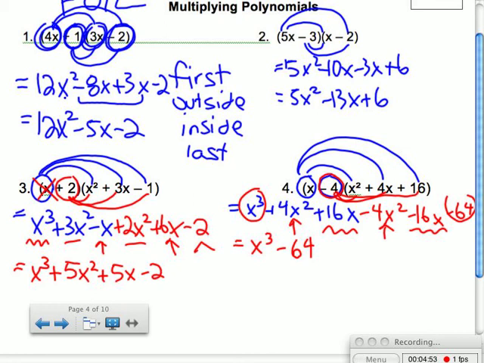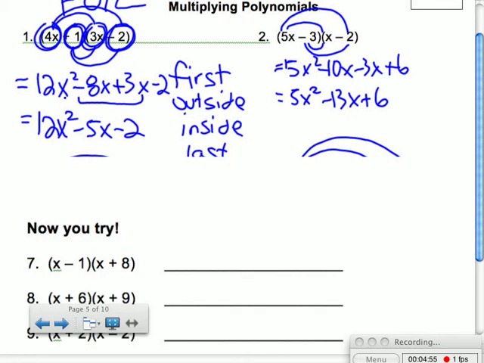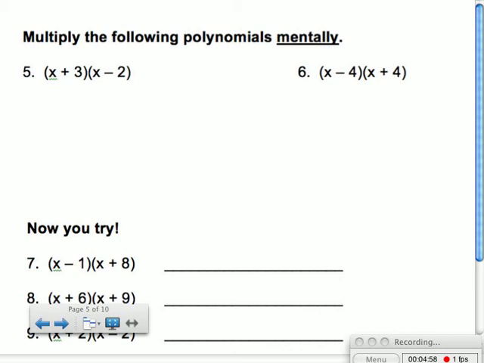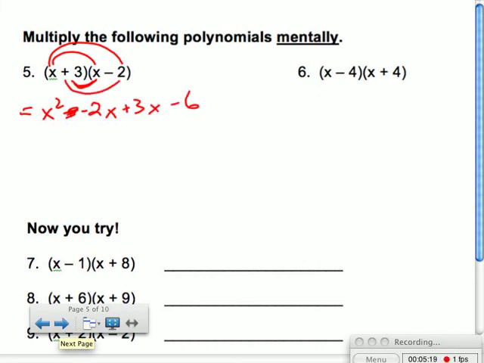Okay, so when this asks you to do this mentally, what it is asking you to do is the same idea. You're still going to FOIL this. So you're going to say, okay, x squared, minus 2x, then plus 3x, and then minus 6. The part mentally that they want you to do is this part, so they want you to not write that down. What you would do is say, okay, x squared, and then in your head you would say minus 2x plus 3x. So that's plus 1x, and then minus 6.